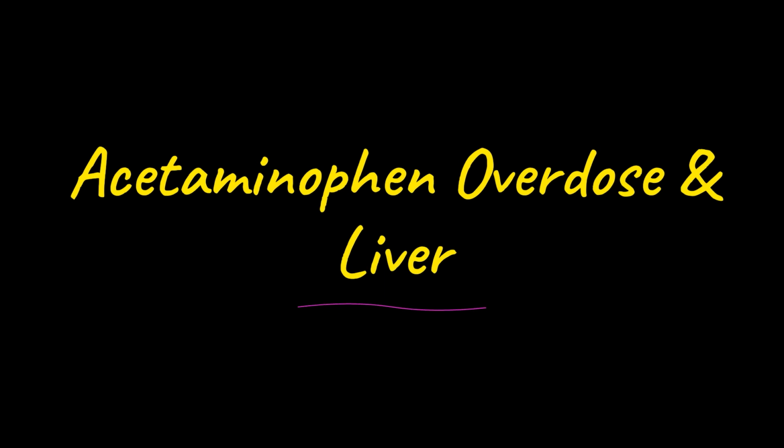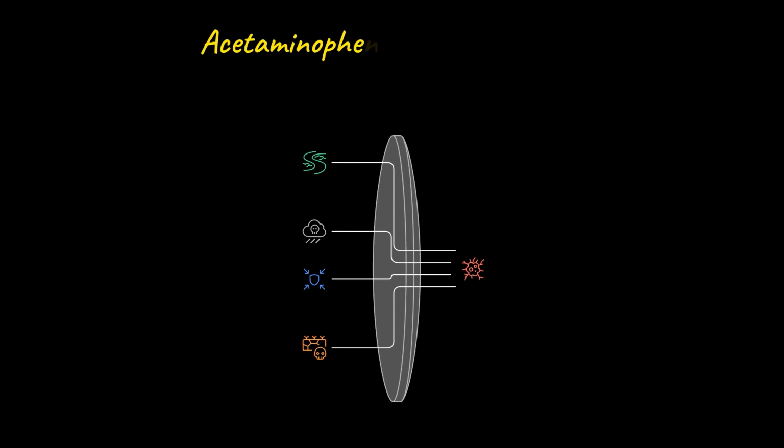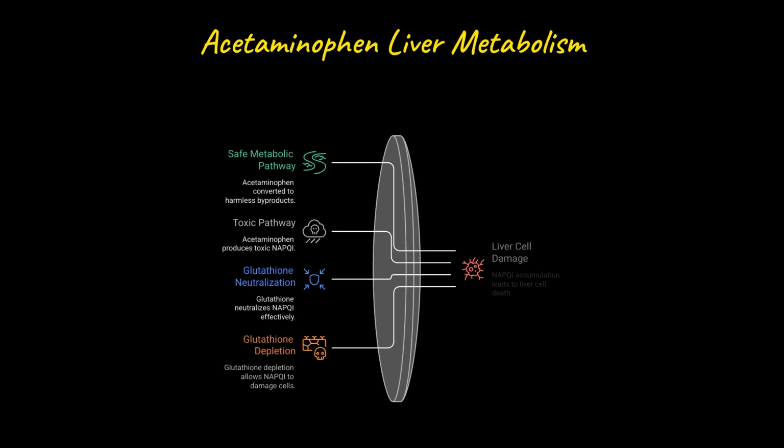Acetaminophen is safe at normal doses, but in overdose it can cause fatal liver failure. Understanding why requires tracing exactly how the liver processes this drug and where that process breaks down. The liver converts a small fraction of acetaminophen into a toxic byproduct called NAPQI. Normally, a protective molecule called glutathione neutralizes NAPQI instantly.